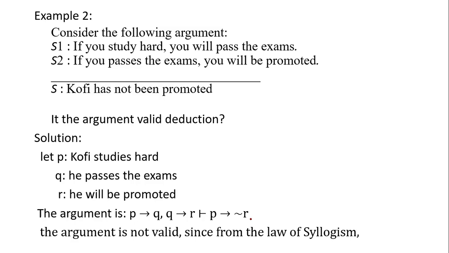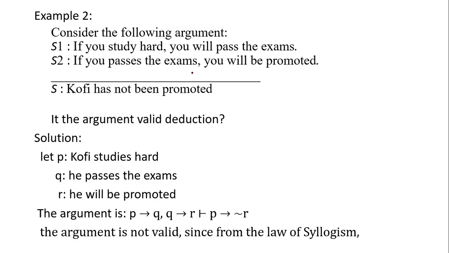You agree? Yes, sir. We are taking S1 and S2, and the conclusion is P implies R. But when you compare that to our main conclusion, Kofi has not been promoted, which means P implies not R. Therefore, it is not the law of syllogism. Hence, it is not valid.